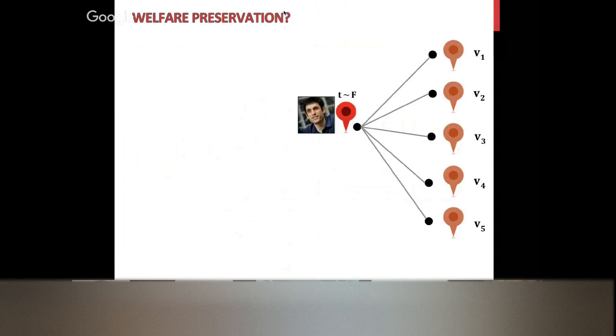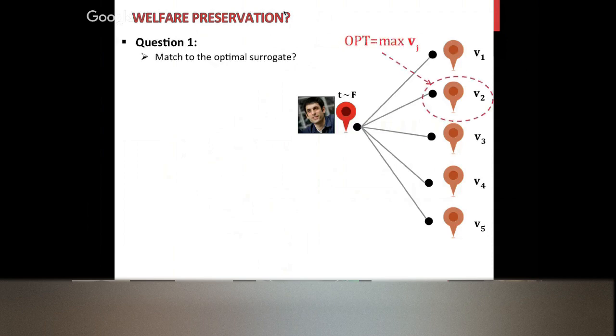So here is another problem I'm proposing, and then I'll show you how to fix it to get the reduction. Still, welfare preservation is important. Rather than thinking about how it fits into the picture, here's the question: how do you match the optimal surrogate, the one that gives the agent the maximum value, to this agent in a truthful way? Even that is hard. There is an obvious way of doing it: I look at these edges, find the one that gets the maximum value, assign it to the agent, and charge him 0 money. This is truthful and gets the maximum welfare.